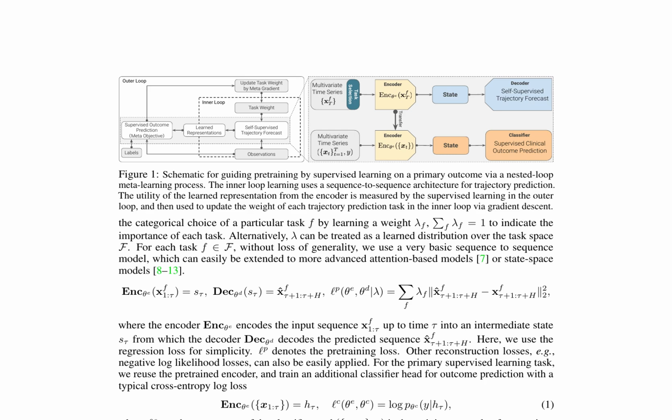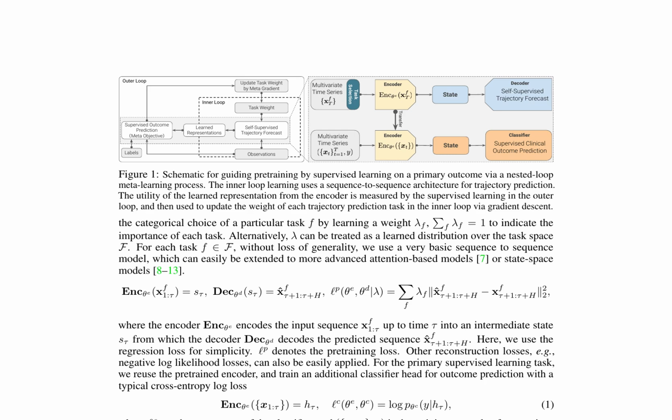The inner loop utilizes a sequence-to-sequence architecture for trajectory prediction, while the outer loop measures the utility of the learned representation via supervised learning and updates the weight of each trajectory prediction task in the inner loop via gradient descent. The framework involves a categorical choice of a particular task by learning a weight lambda to indicate the importance of each task. A basic sequence-to-sequence model is used for each task, which can be extended to more advanced attention-based or state space models.